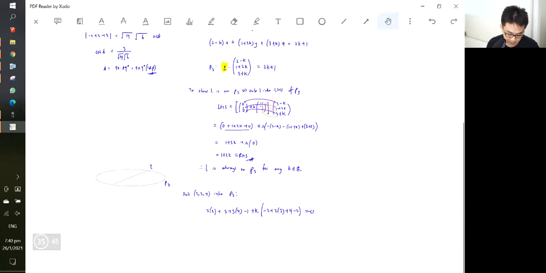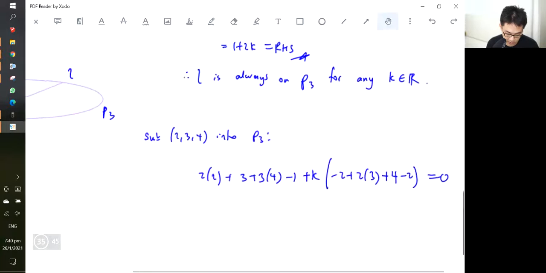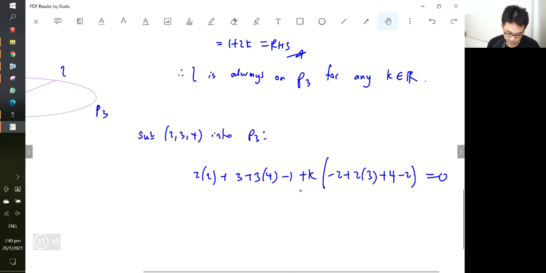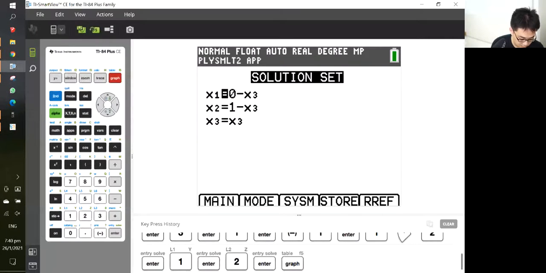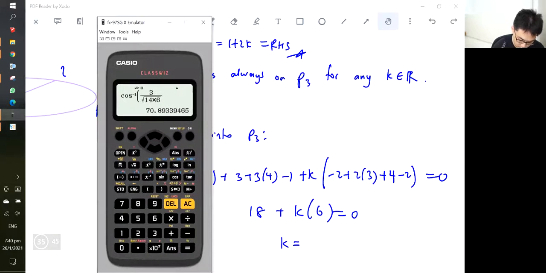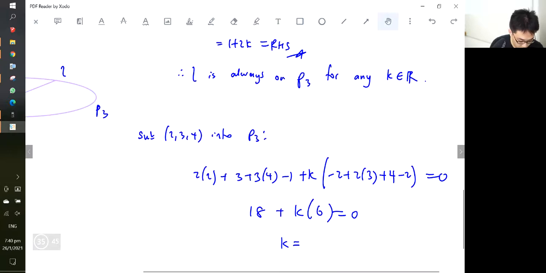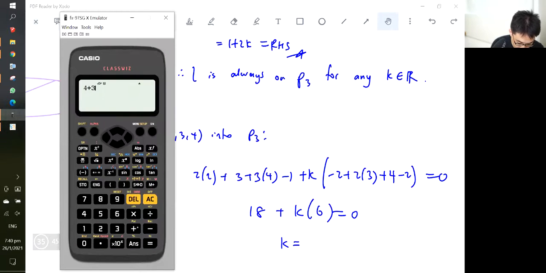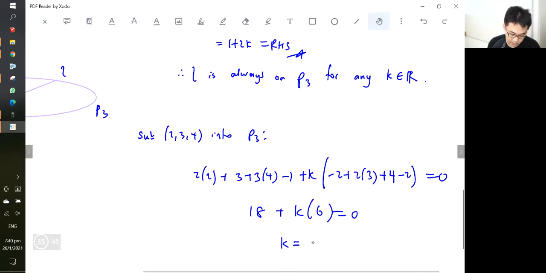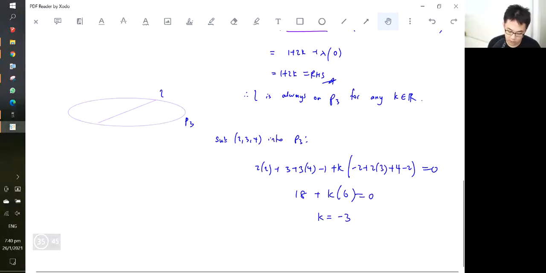Okay, so what I did was I just substituted into this equation here. 2x plus y, 3y minus 1. Yeah. So this is 6, and this will be 4 plus 7, 12, 19, 18. So k is actually equals to 18 divided by 3 is minus 3. So this is k is minus 3.